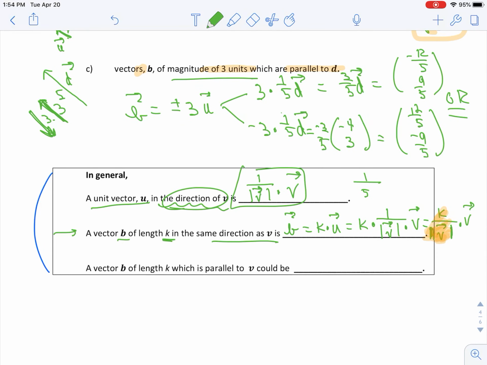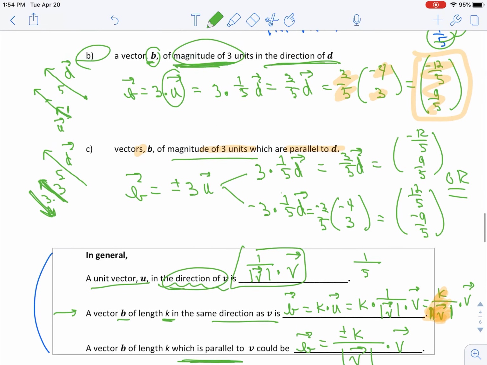And then if we want it to just be parallel, then that means K can be plus or minus. So that means here our vector B would be plus or minus K over the magnitude of V times vector V, right? And you can go back and double check and see that that's exactly what we did up here in B and C.